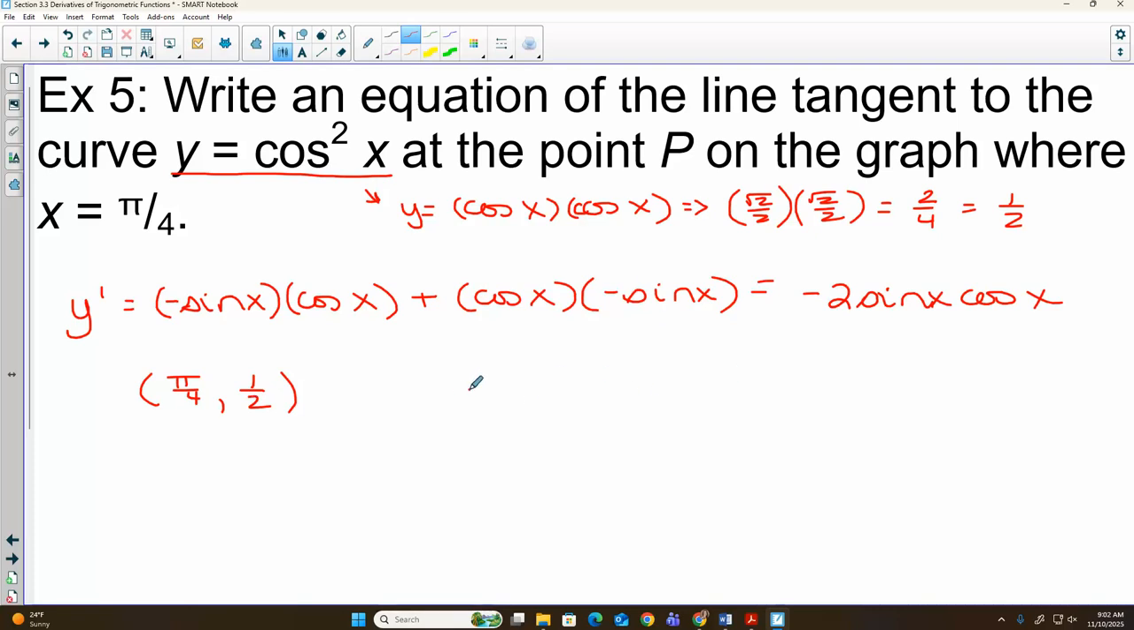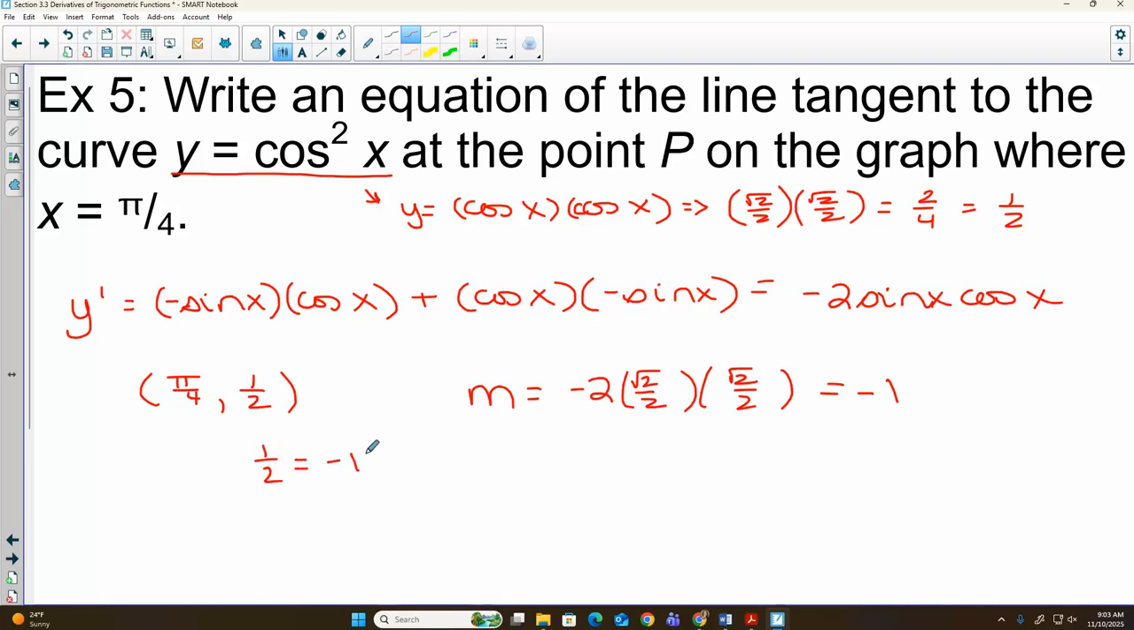Now we need our slope. That comes from my derivative. If I plug in my pi over 4, the sine of pi over 4, or the sine of 45 degrees, is radical 2 over 2. Cosine of pi over 4, or the cosine of 45 degrees, is also radical 2 over 2. So we get negative 4 over 4, or negative 1. So now we have a point and slope, and we can write the equation of our line.